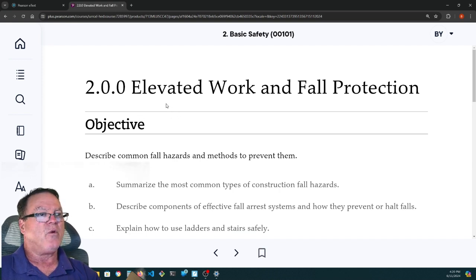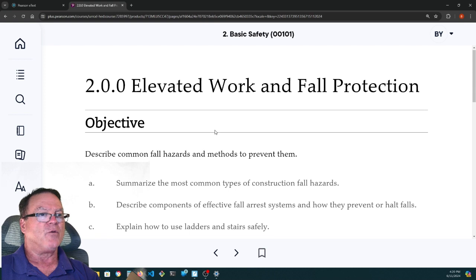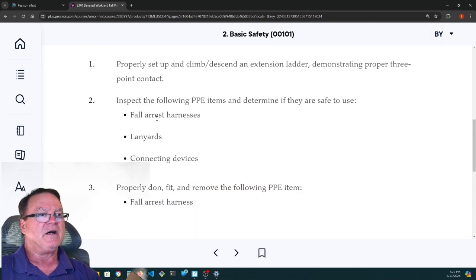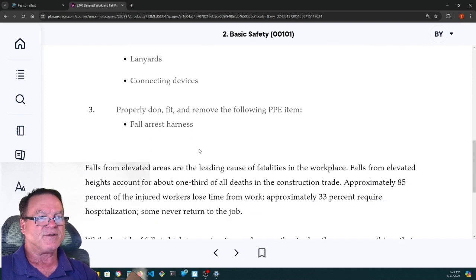We're going to go on to 2.0, elevated work and fall protection. After we finish this, you should be able to describe common fall hazards and methods to prevent them, properly set up and climb and descend an extension ladder, demonstrating proper three-point contact, and inspect the following personal protective items to determine if they are safe to use: a fall arrest harness, a lanyard, a connecting device. Properly don, fit, and remove the following personal protective equipment: a fall arrest harness.